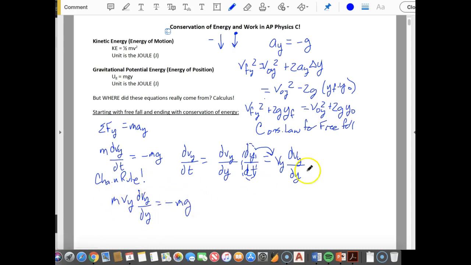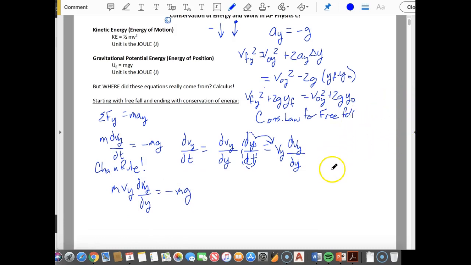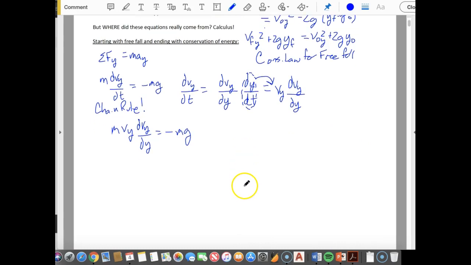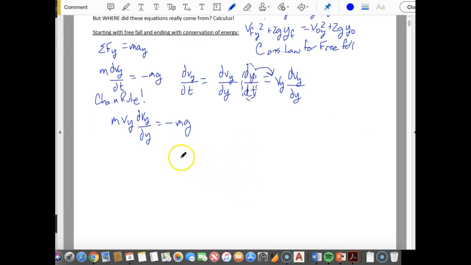So we've set up a differential equation, is essentially what we've done. Not meant to scare you at all. It's not a hard thing to do, but it's really important for this derivation as we go through. So now at this point, what we want to do is remember that we had an original velocity in the y and a final velocity in the y.